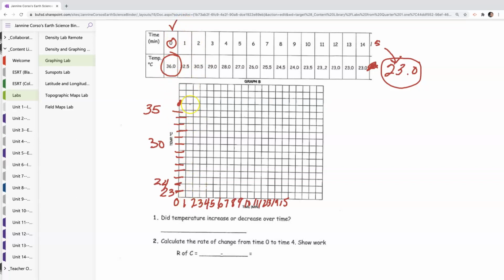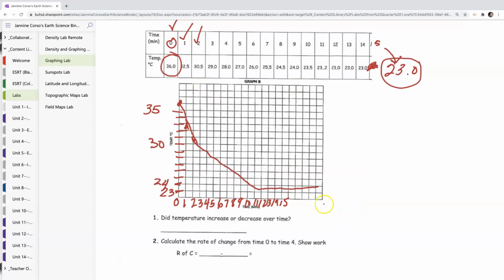At 1 minute, you're going to go to 32.5. So at 1 minute, here's 30, 31, 32 and a half. Would be about there. Connect the dots as you go. At 2 minutes, you're at 30.5. So if this is 30, 30.5 would be about halfway. Connect the data as you go. Check it off. Know that you did it. You're going to continue to plot your graph. You're going to see that it kind of slowly decreases until it levels out at the end.